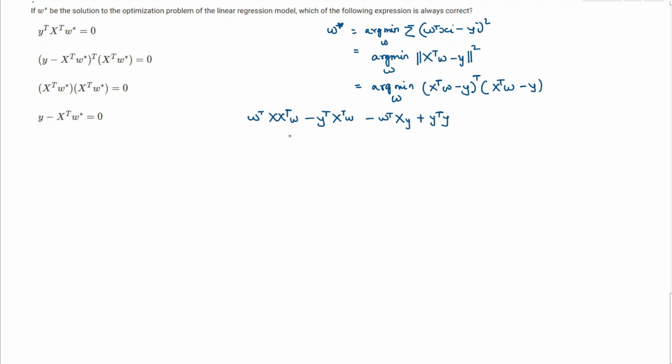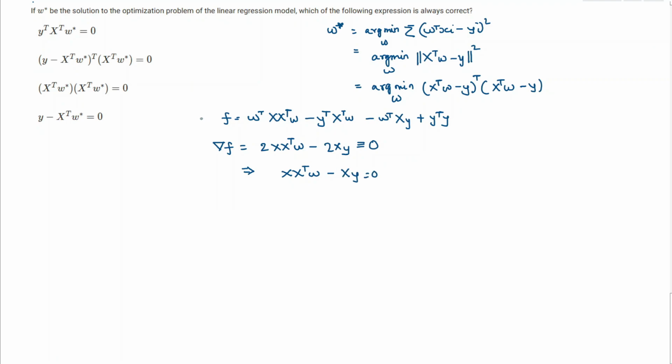So this is my objective function. Let me write this as f, which is a function of W. Now if I take the gradient of f with respect to W, I would have 2 times x x transpose W minus 2 times x y, right? And what we do, we set this equal to 0. So what does this mean? This means that x x transpose W minus x y is equal to 0.